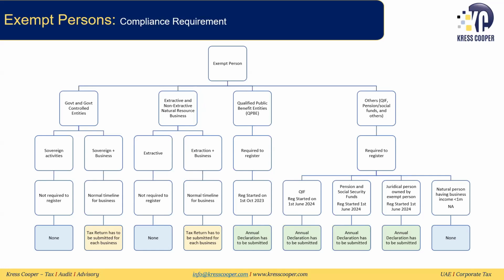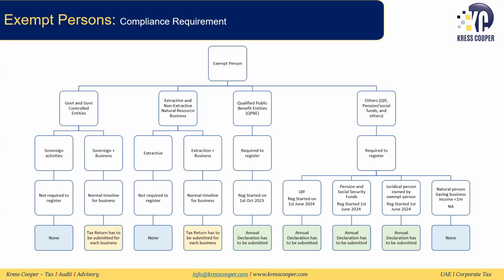If they do apply to be treated as a single person for all the other business, then they will need to apply, submit only one return. Otherwise, they will need to submit a tax return for all businesses separately and within 9 months from the end of the tax year.